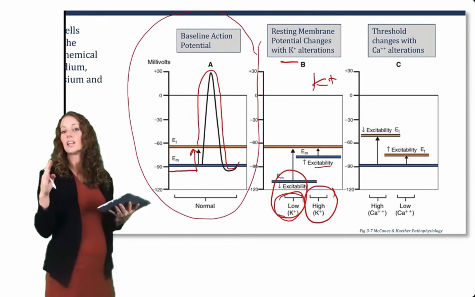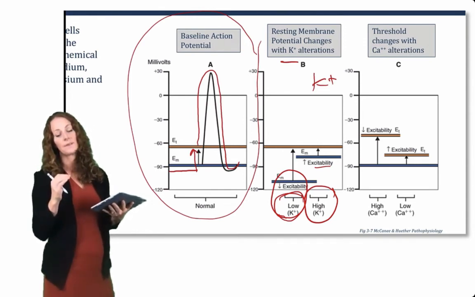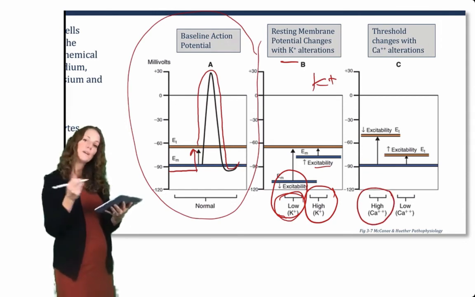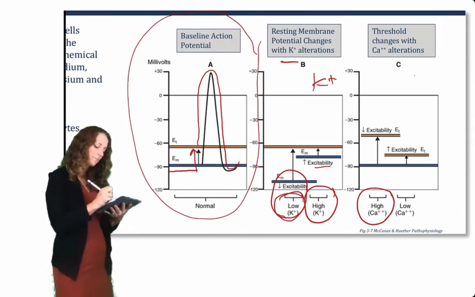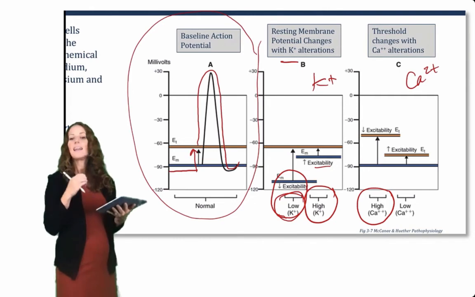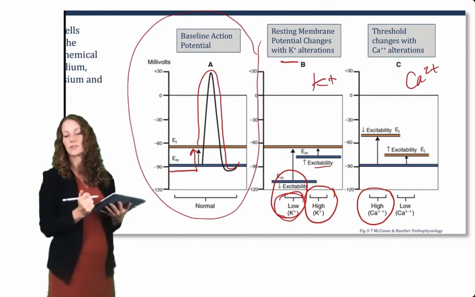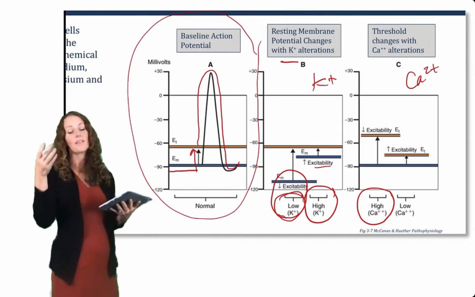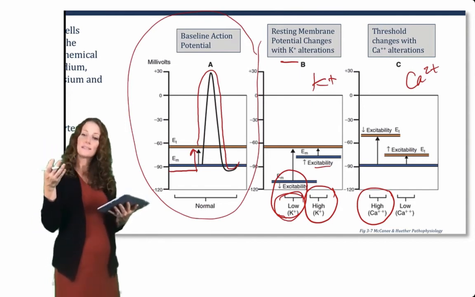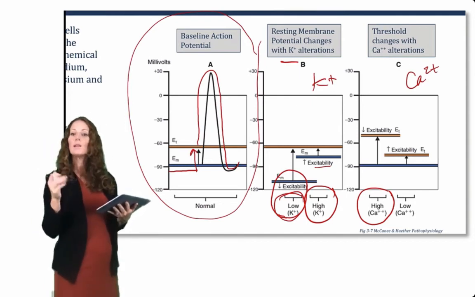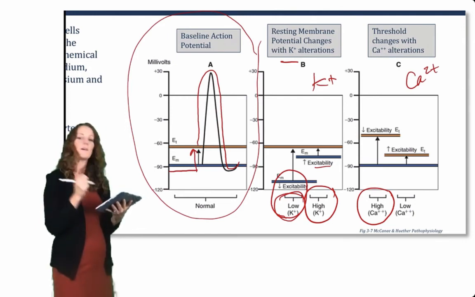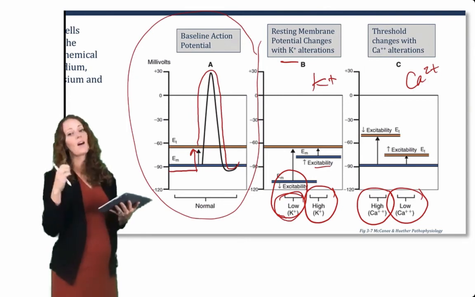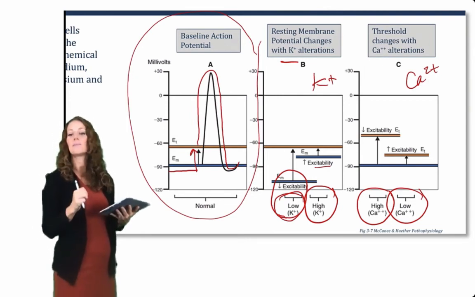Calcium, however, changes the threshold. High calcium, so here's the diagram for calcium. High calcium can increase the threshold. If the threshold is increased, it's harder to reach that threshold and you get a decrease in excitability. Low calcium can decrease the threshold, making it easier to get action potentials and causing an increase in excitability.